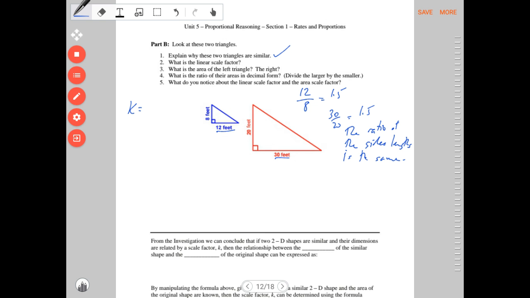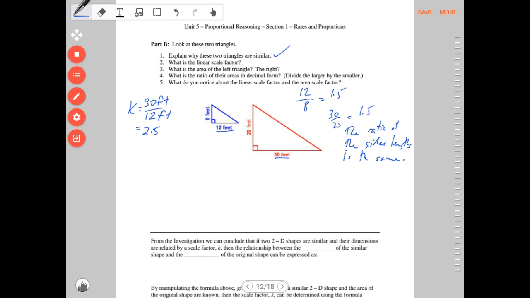K is the image divided by the original. So let's call the small guy the original, and then the red guy the image. So if I take the image size, so 30 feet divided by 12 feet, that's going to give me my linear scale factor. Okay, and when I type that in, I get 2.5.